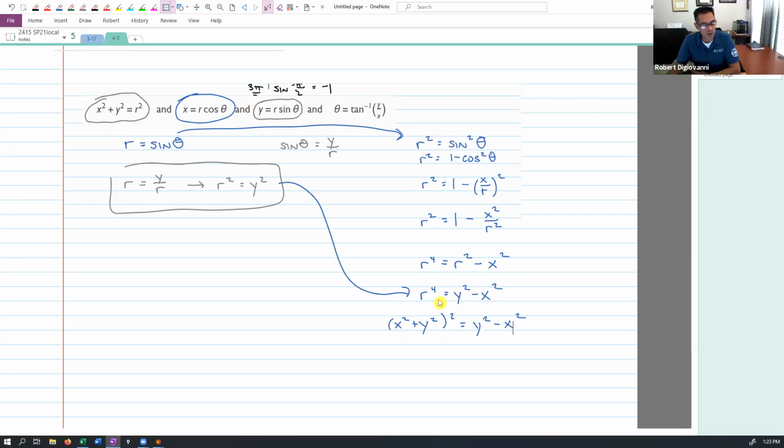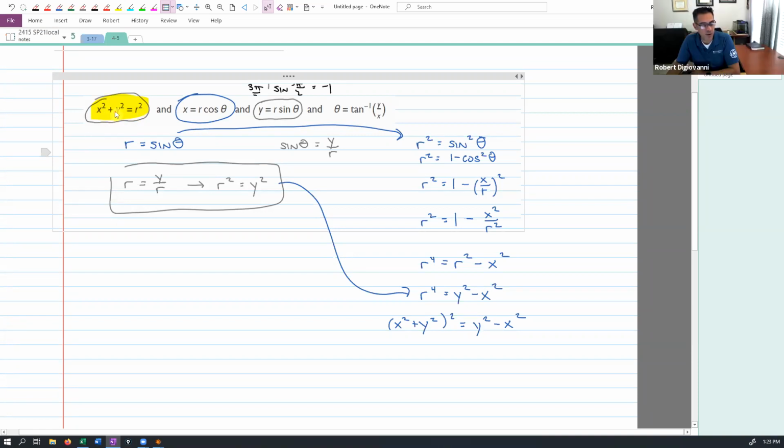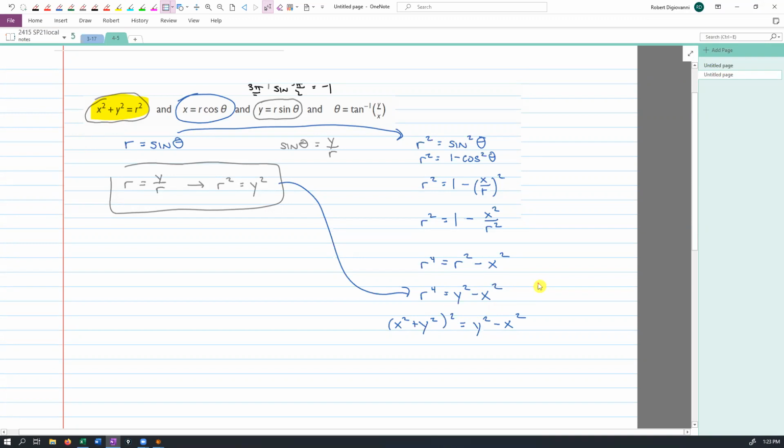Well, no, because a circle for us is always going to look like what's in yellow here, right? It's always going to look like this, so we need x squared plus y squared equals r squared. You would have x squared plus r to the fourth, which isn't a circle. Oh, okay, I understand.